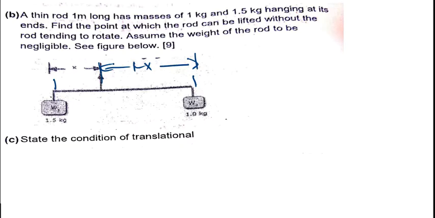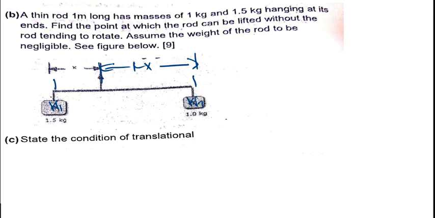I hope you get the logic there. If everything here is 1, and we have x here, then to find the remaining one is 1 minus x. So this is w1, and that's w2.